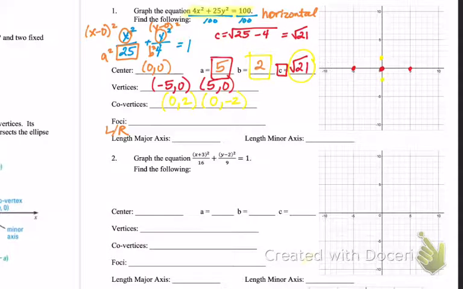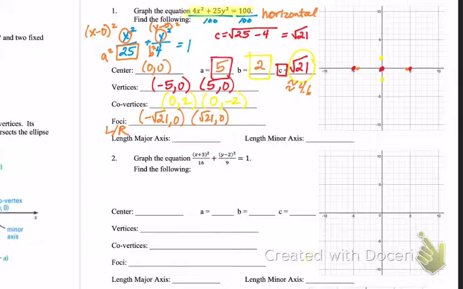So I'm going to add square root of 21. I'm going to subtract square root of 21. If you put that in your calculator, it is about 4.6. I'm going to leave it at square root of 21, but when I graph it, I'm going to go about 4.6 and 4.6. So I'm just going to label my foci. So that would be at negative square root of 21, 0, and square root of 21, 0.